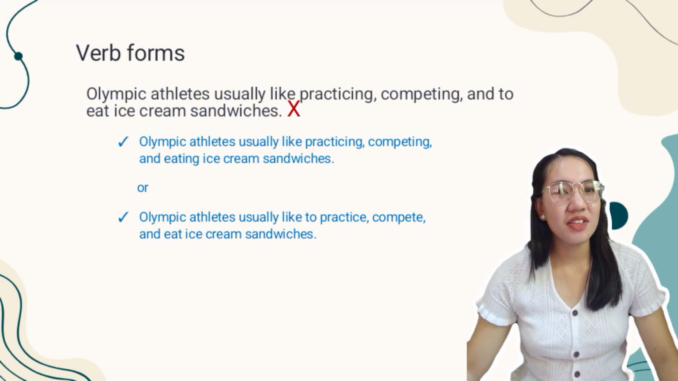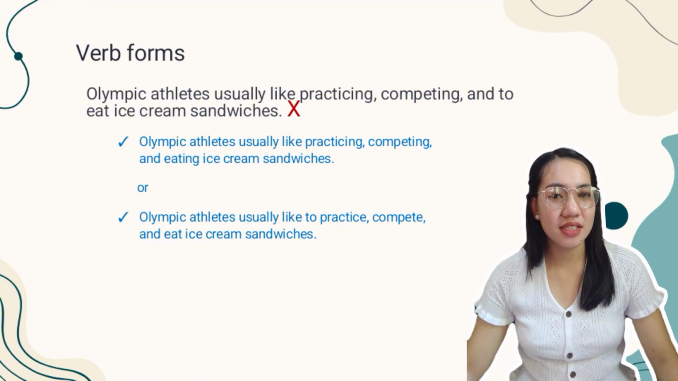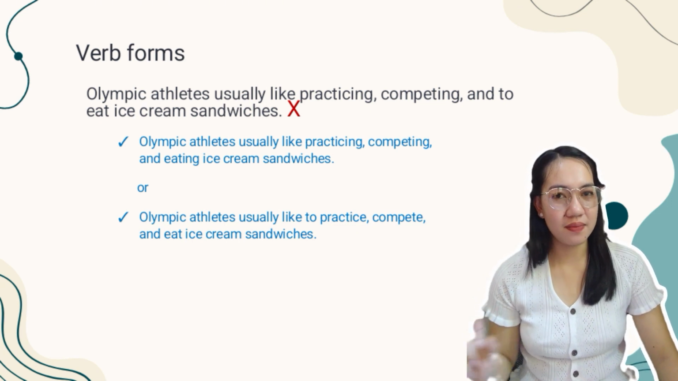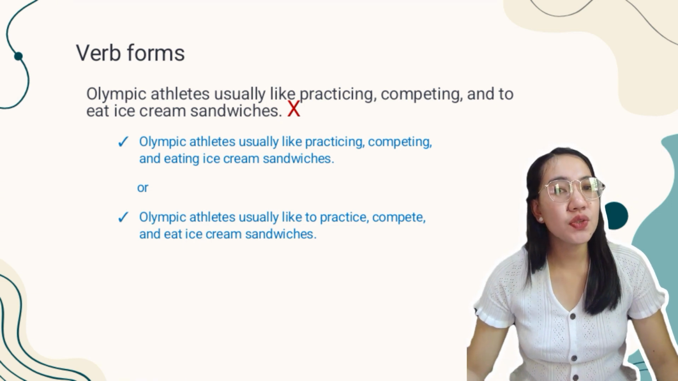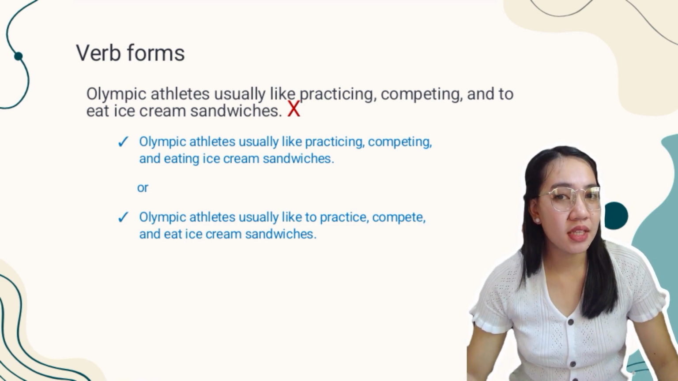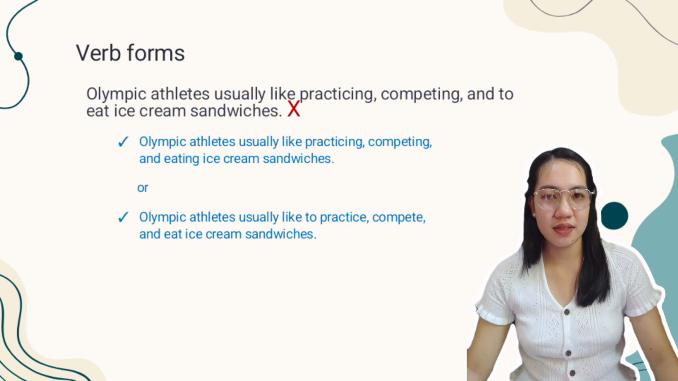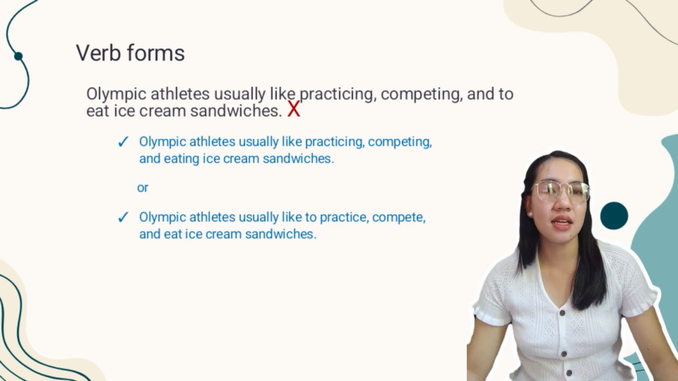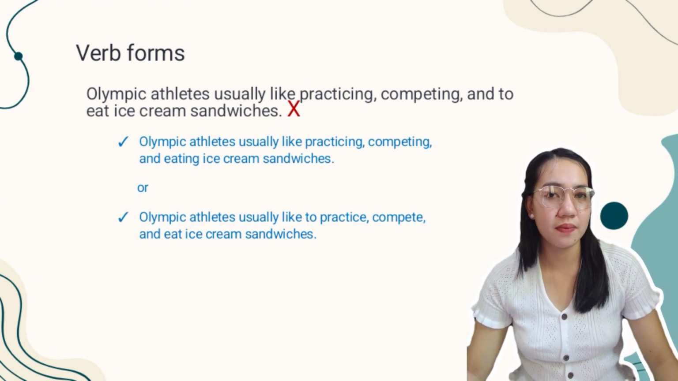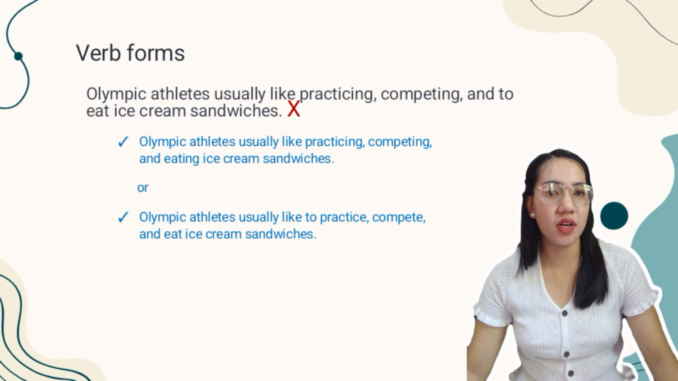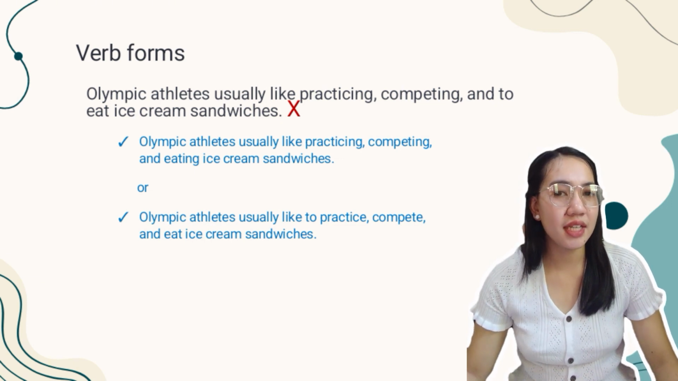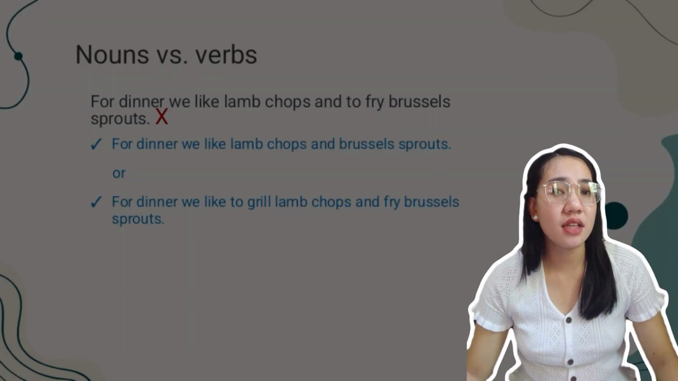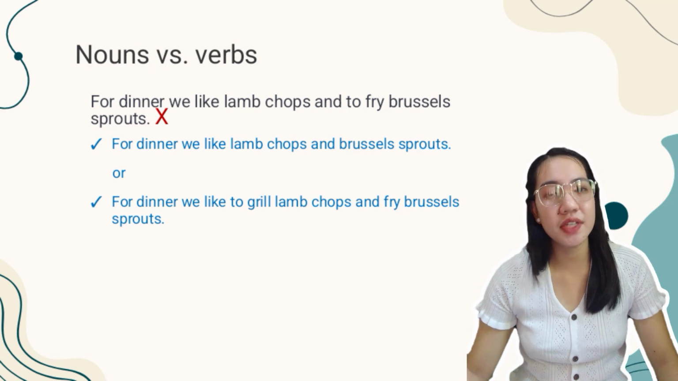Instead, Olympic athletes usually like practicing, competing, and eating ice cream sandwiches. Or, Olympic athletes usually like to practice, compete, and eat ice cream sandwiches. Note that you don't need to repeat the "to" in each instance of the infinitive form of the verb, as long as the form of the verb is the same in all three cases. You're good to go. Another one is nouns versus verbs.